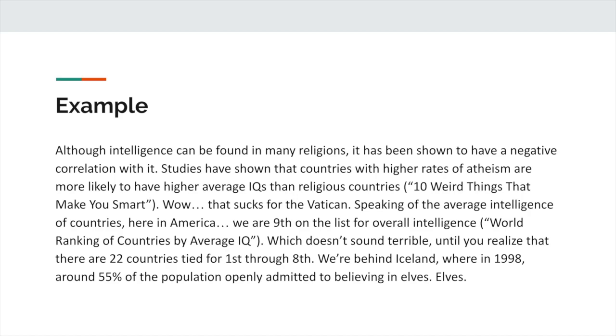So you can see there, Ronan packed in a ton of fascinating little tidbits. First, the correlation between rates of religion and rates of intelligence. Second, where America kind of stands in the world and how even though we look like we're 9th, it's actually much lower than it seems. And third, that we're behind a country where over half the population believes in elves. So all really interesting tidbits.